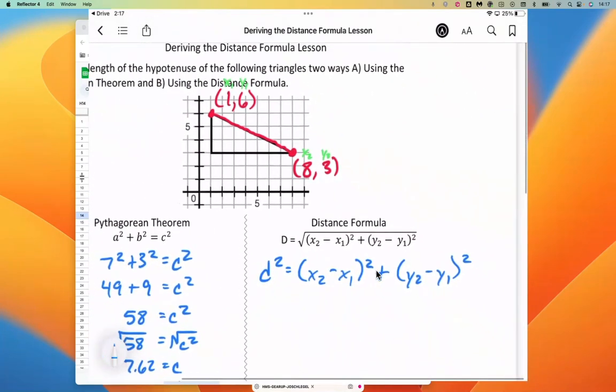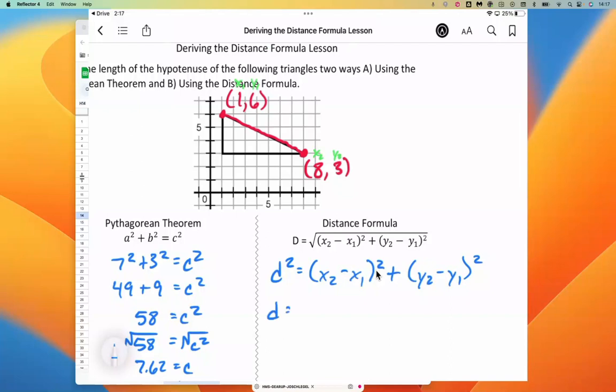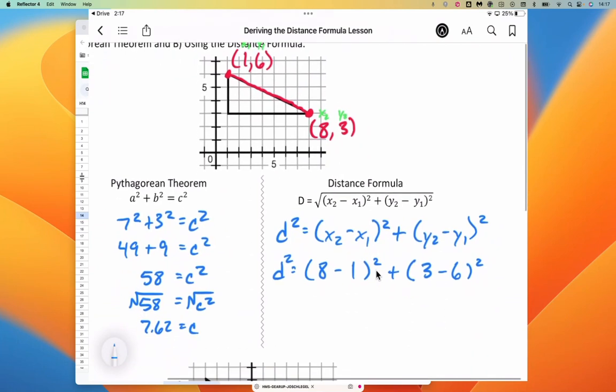Now we just need to substitute those values in, and we're almost done when we do that. So D squared is equal to x2 is, oh, and I forgot, put your template together first, because otherwise you're going to end up with a mess with negative signs. So always do the template. x2 minus x1 is going to be 8 minus 1. And y2 minus y1 is going to be 3 minus 6. And so we're going to get D squared is equal to 8 minus 1 is 7 squared, plus 3 minus 6 is negative 3 squared.